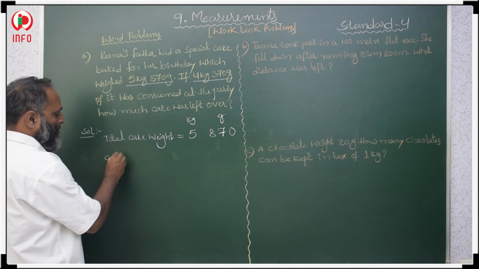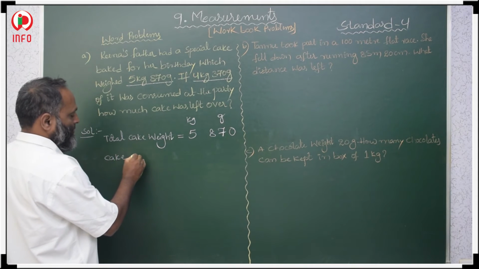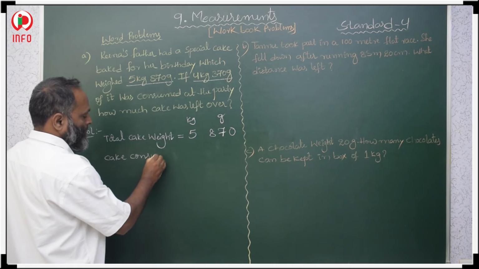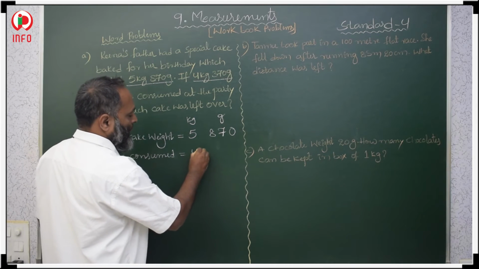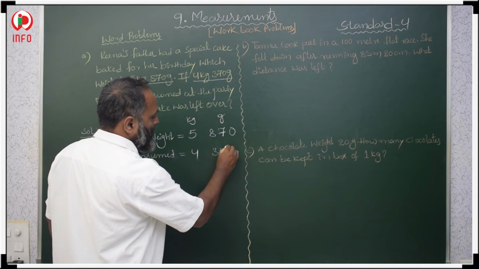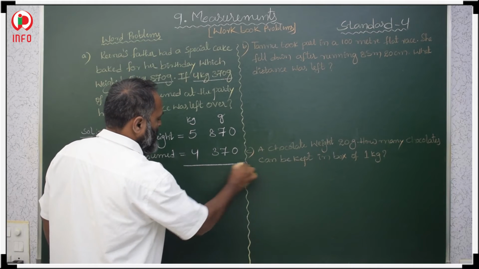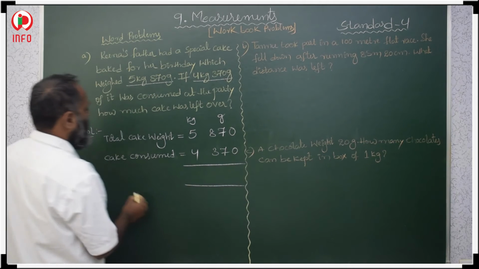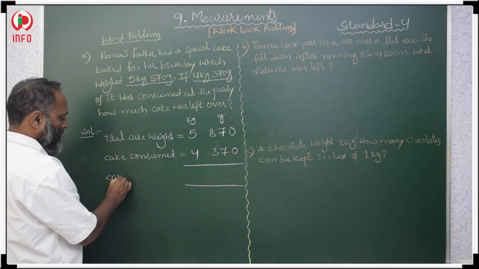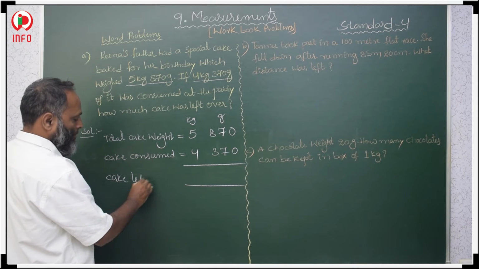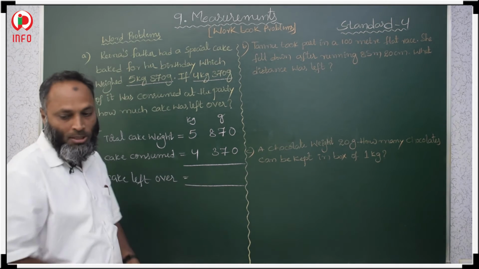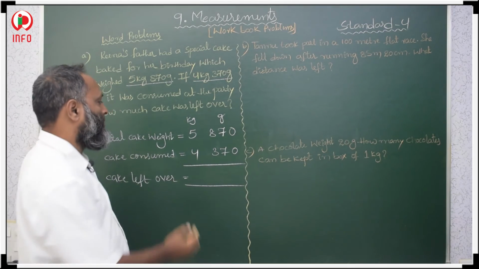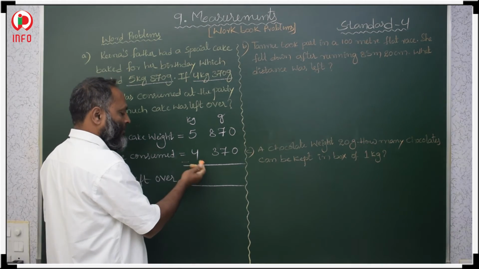Cake consumed, meaning they ate, that is 4 kg 370 grams they consumed. Then cake left over. So what to do? Subtract. Subtract the consumed weight from the total weight.